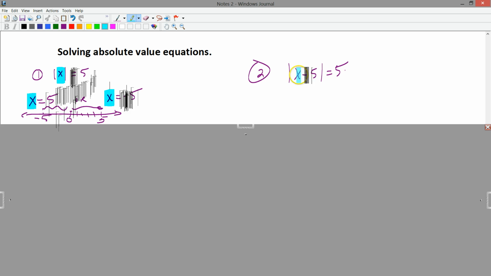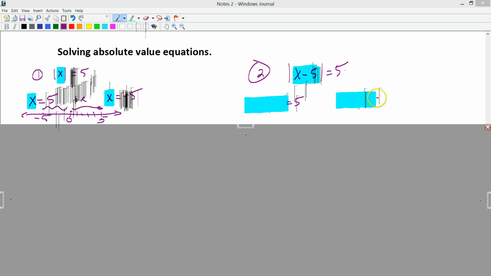That's what we're going to do over here. We're going to take the stuff on the inside, and we're going to say that it's equal to what it's equal to, positive 5 in this case. Then we're going to take that stuff on the inside, and we're going to say that it's equal to the opposite of it, or negative 5. Does that make sense? You guys with me? Doesn't that match what we kind of did here? Except the stuff in the blue is a little bit different.